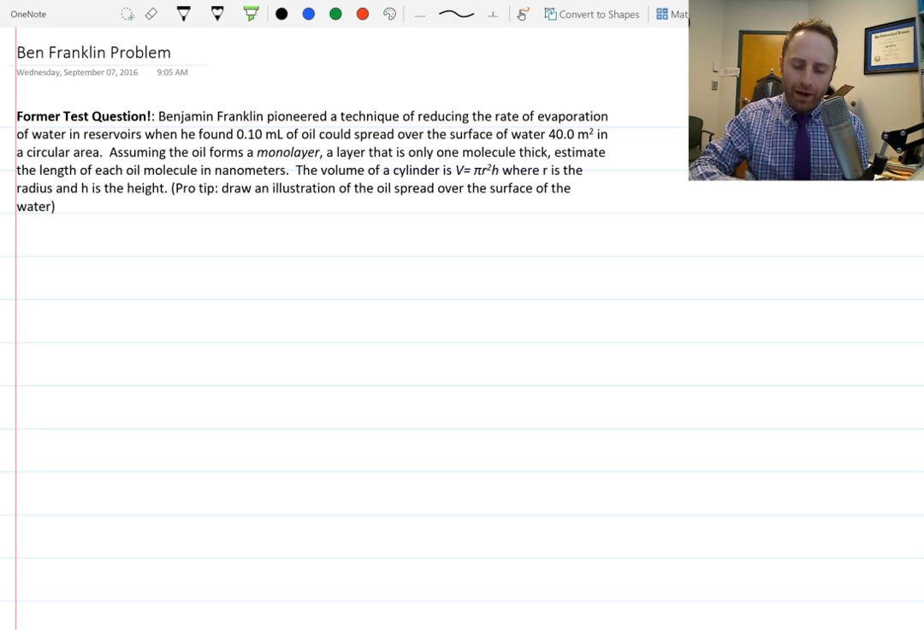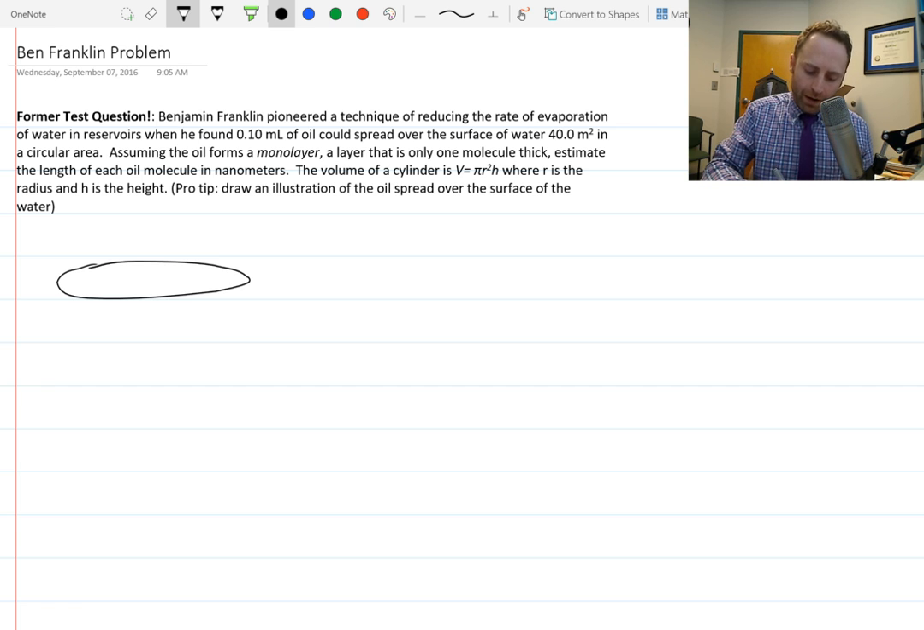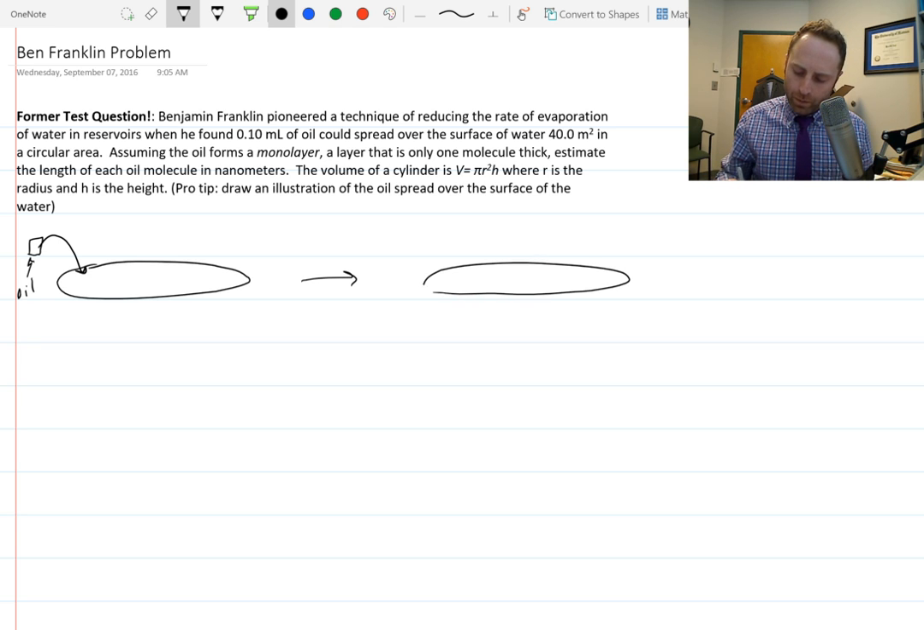So the key thing about this problem is to realize what exactly is going on. To help do that, we should probably make a picture. If we draw that picture out first, we've got ourselves a nice little pond here. And what we're doing is we're taking some can of oil and we're going to drop that oil right onto our pond. What's going to happen? Well, we're going to have our pond, and it's now going to be covered with oil.